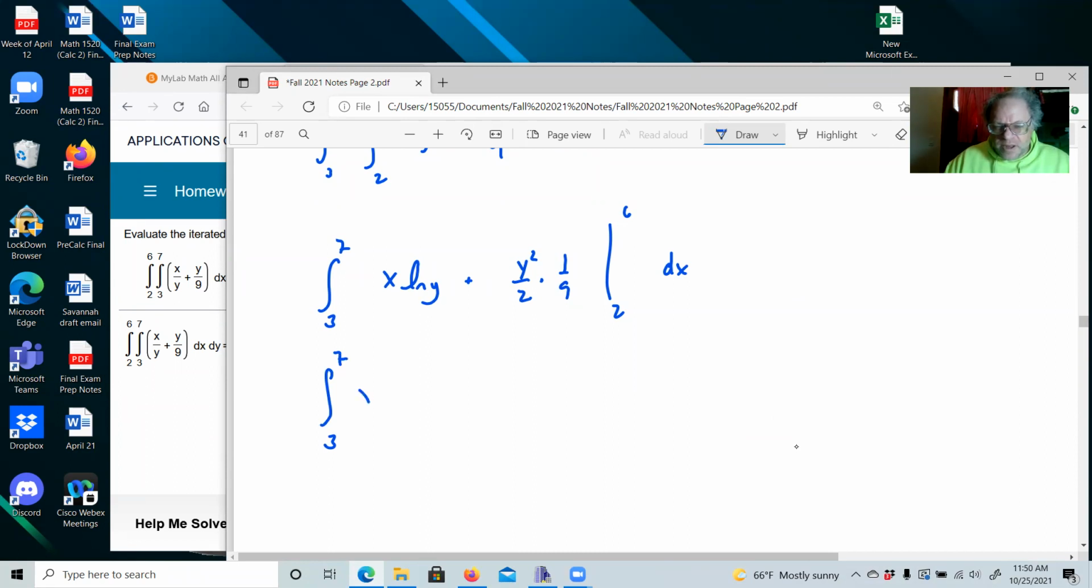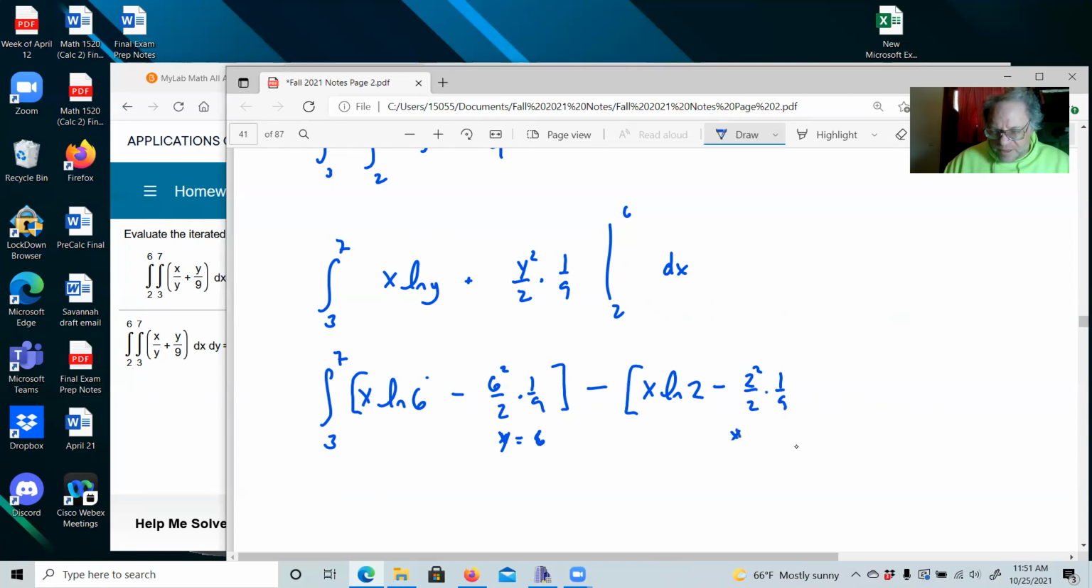Okay, we have our x, we have our ln of 6, minus 6 squared over 2 times 1 over 9. This is y evaluated at 6. Minus, here's our x ln 2 minus 2 squared over 2 times 1 over 9. This is y evaluated at 2. And then we have our dx out here.